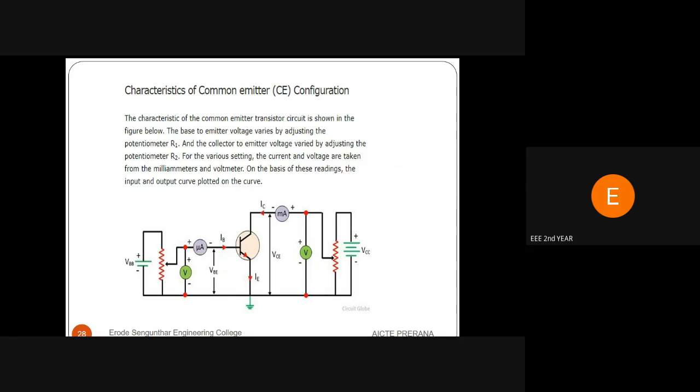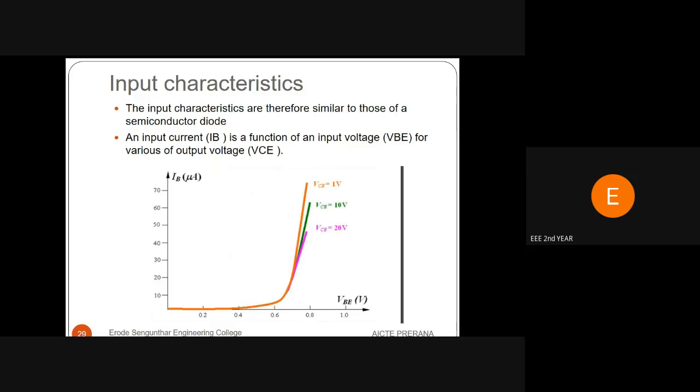Output is taken from collector and emitter. Input current is base current, output current is collector current. Now let us see the input characteristics. The input characteristics is similar to diode forward characteristics. The input voltage is varied. After cut-in voltage, the input current also varied in linear manner.